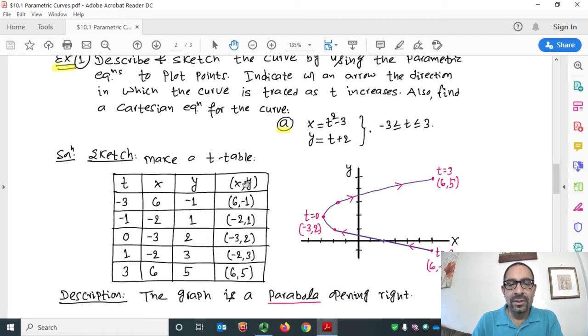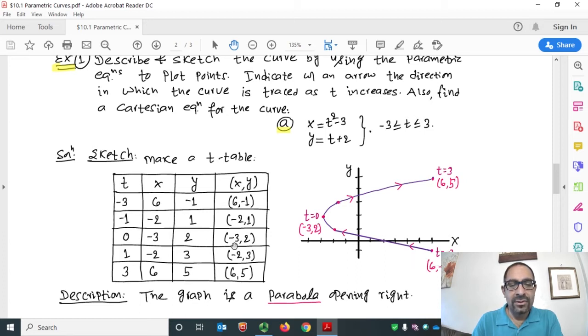Now let's graph those (x, y) points in the xy plane here. On my diagram, this point is (6, -1). So 1, 2, 3, 4, 5, 6, -1. I'm in the fourth quadrant. So this is (6, -1), which corresponds to t equals -3.